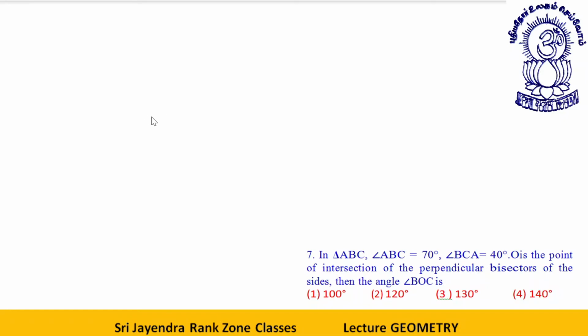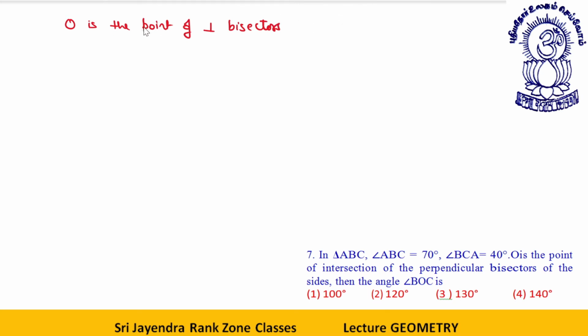In triangle ABC, angle ABC is equal to 70 degree. Angle BCA is equal to 40 degree. O is the point of intersection of the perpendicular bisector of the sides. Then angle BOC is, see, if somebody says O is the point of intersection of the perpendicular bisectors. Then angle BOC we have to find.